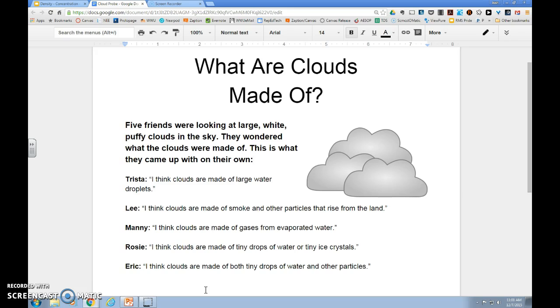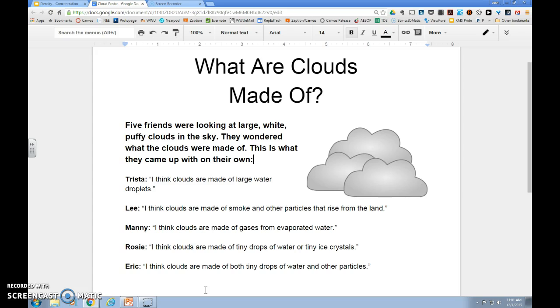Most of these are somewhat correct. The one who is the most correct is Eric, who thinks clouds are made up of both tiny drops of water and other particles. If you'll notice, when condensation happens on your glass when you take a cup of ice water outside on a summer day, the water droplets don't form in the air around the glass and then fall out of the sky. The water droplets form on the glass. So there have to be tiny particles, pollutants or smoke or other particles of something in the air, for those water droplets to form on in order to condense and make clouds.